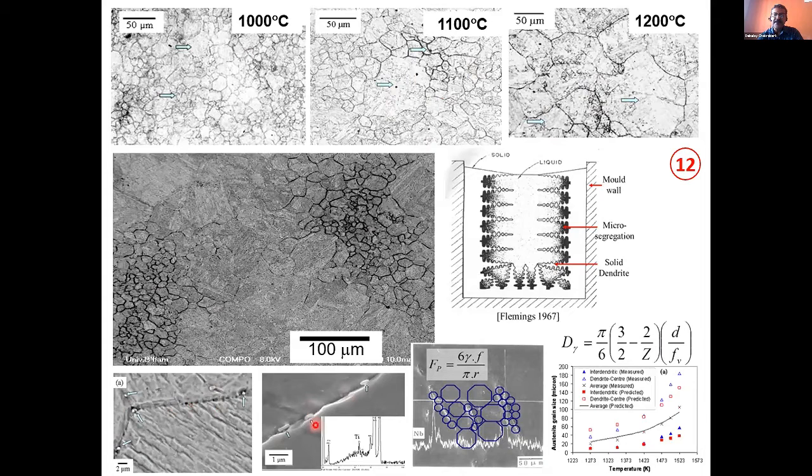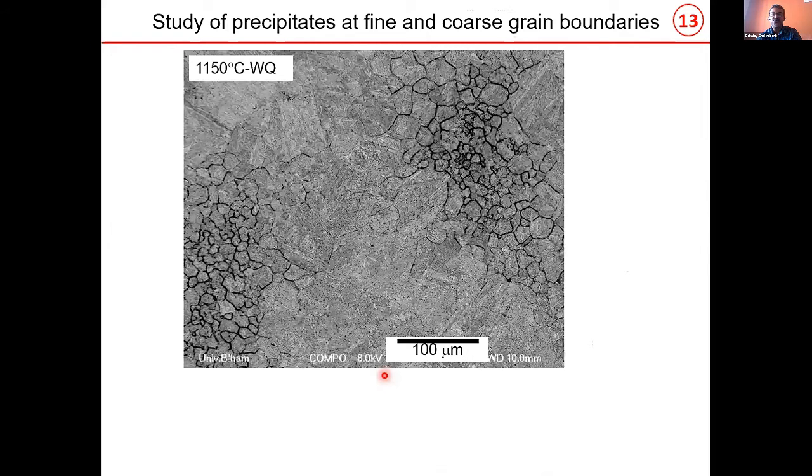And if you see here, what we are trying to say is there are interdendritic regions where there is solute enrichment and the grains are pinned, so fine grain, whereas in the dendrite center region, grains can grow freely. Coming to the next slide, I want to show you more detail.